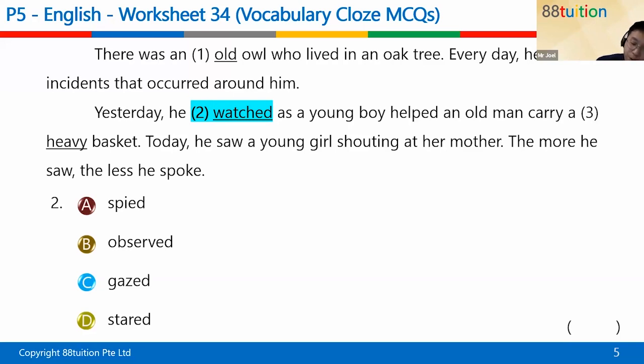When you're watching someone do something, the best word to replace it is observing. You're observing that person, you're watching that person. It has the same meaning, right? Take note that when you observe or watch, you don't just do it once, you do it for an extended period of time. And therefore, when you say gaze, gaze is wrong, because gaze, it happens.